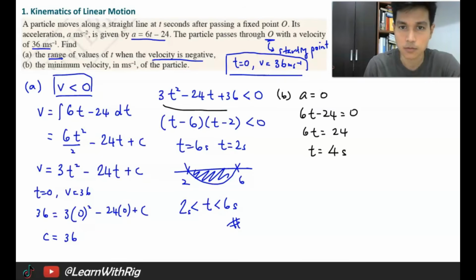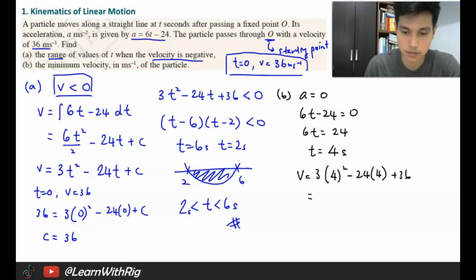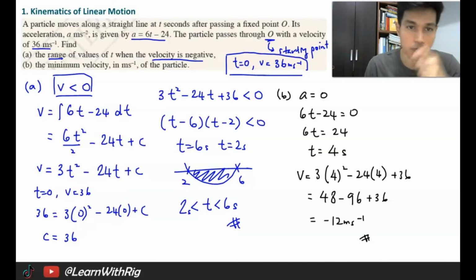So when t equals 4 seconds, what is your velocity? Substitute back into your velocity function. V equals 3t square minus 24t plus 36, right? So 3 times 4 square minus 24 times 4 plus 36. You just substitute, you should get 48 minus 96 plus 36. So your final answer is negative 12 meter per second. That means it is moving towards the left at a speed of 12 meter per second.